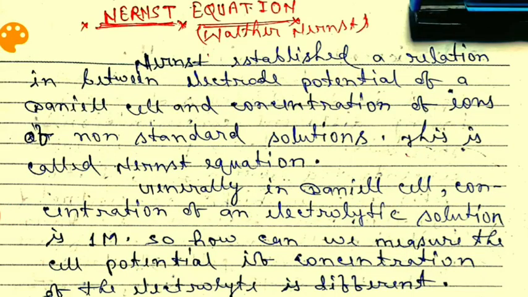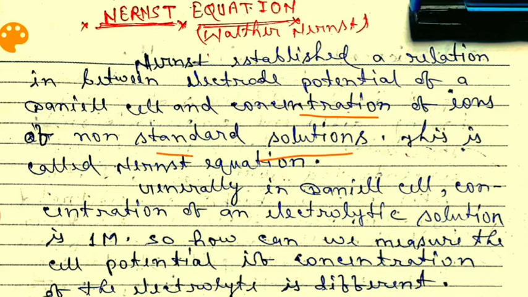You are reading electrochemistry, and in electrochemistry the topic is the Nernst equation. Full name is Walther Nernst. He established a relation between the electrode potential of a Daniell cell and the concentration of ions of a non-standard solution. This is called the Nernst equation.